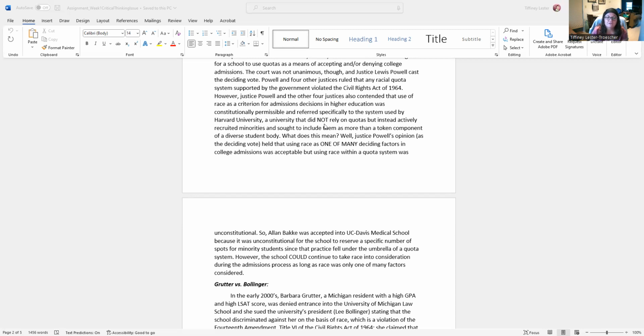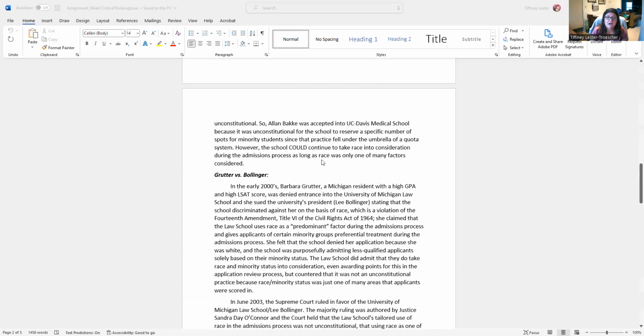So in the early 2000s, Barbara Grutter, who was a Michigan resident with a high GPA and high LSAT score, was denied entry into the University of Michigan Law School, and she sued the university's president, Lee Bollinger, stating that the school discriminated against her on the basis of race, which is a violation of the Civil Rights Act. She claimed that the law school uses race as a predominant factor during the admissions process and gives applicants of certain minority groups preferential treatment. She felt like the school denied her application because she was white, and the school was purposefully admitting less qualified applicants solely based on their minority status.